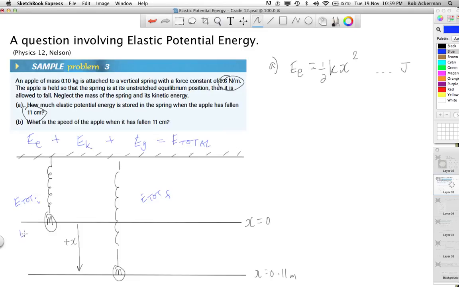For example, what would we have here for EE? There's been no stretching, so EE is 0. And for that matter, we haven't allowed the mass to move, so E kinetic is 0.